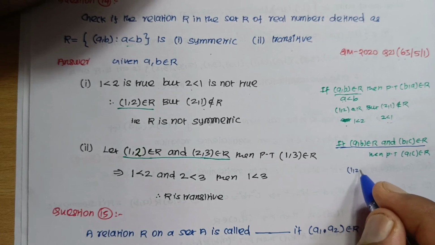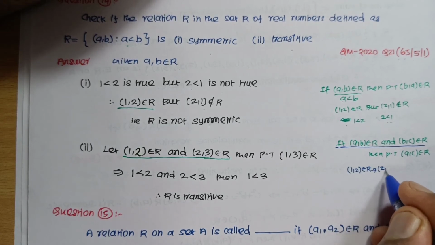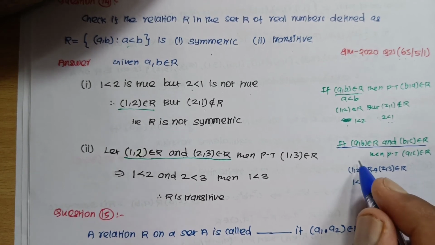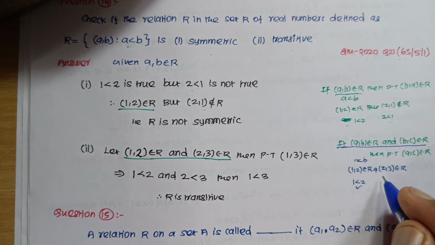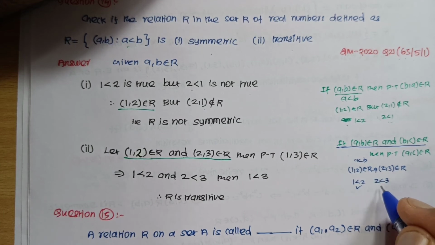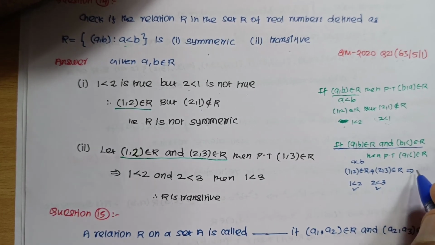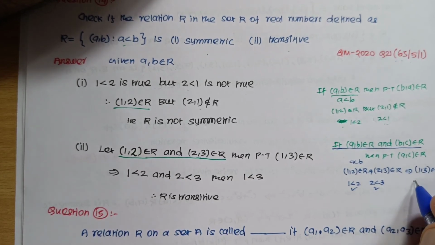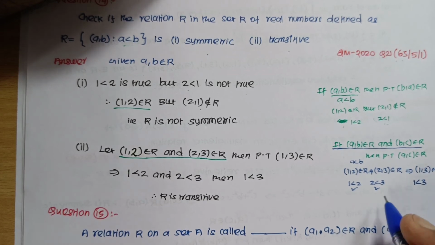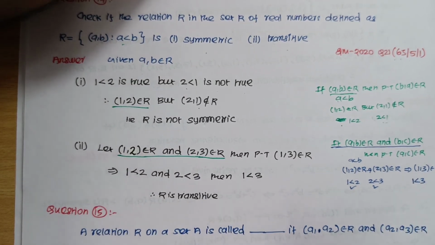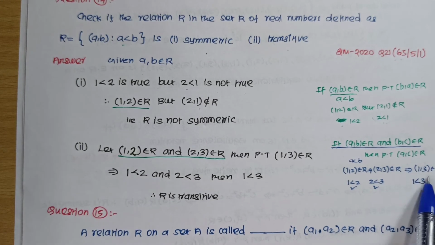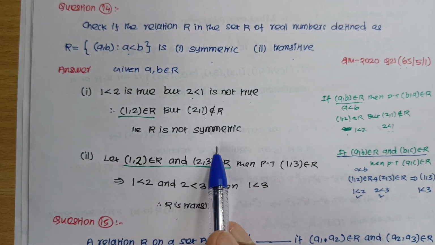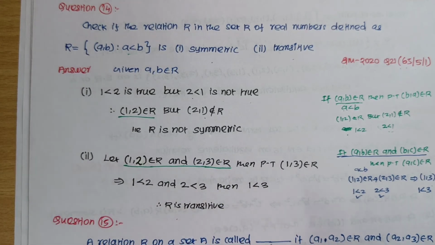So suppose we take 1, 2 belongs to R and 2, 3 belongs to R. Because it satisfies 1 less than 2, the given condition a less than b, it satisfies. Similarly here 2 less than 3 also satisfies. Then we need to check 1, 3 belongs to R. Here if I check the a less than b condition, 1 less than 3 is true, so all conditions are true, therefore R is transitive. So in this, R is not symmetric but transitive.